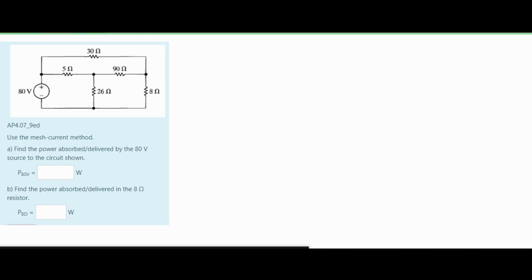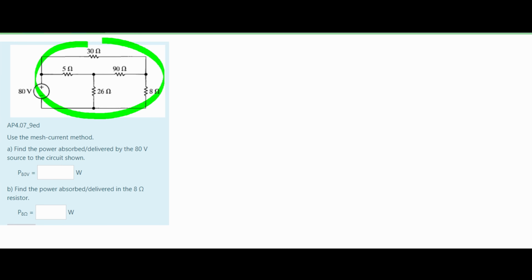In this problem, we are given a circuit diagram here. We are asked to use the mesh current method to find the power absorbed or delivered by the 80 volt source to the circuit shown, and find the power absorbed or delivered in the 8 ohm resistor.